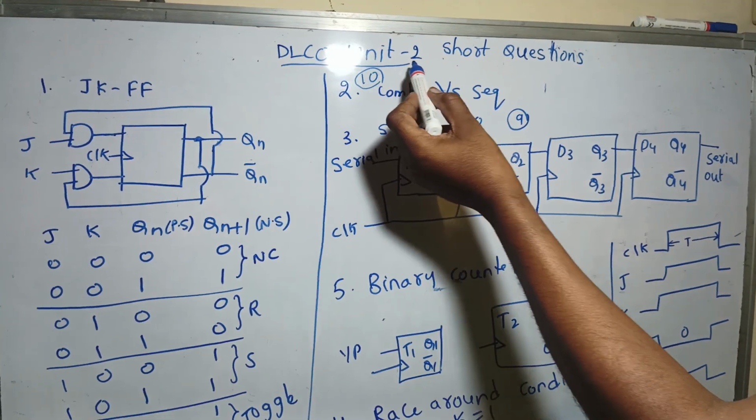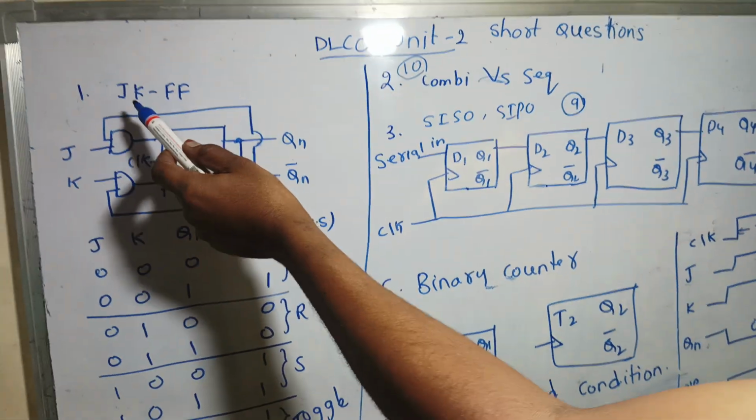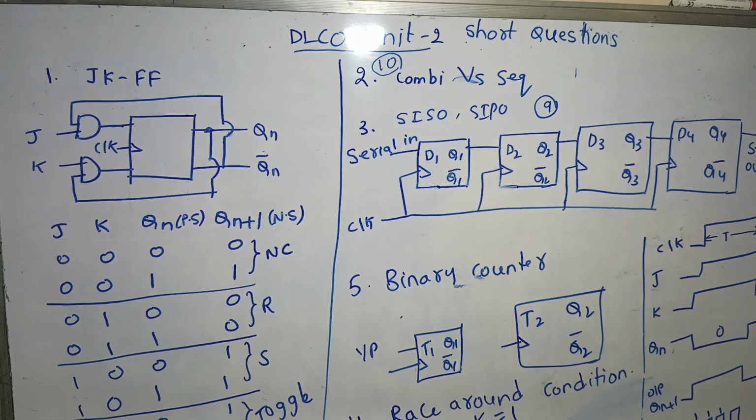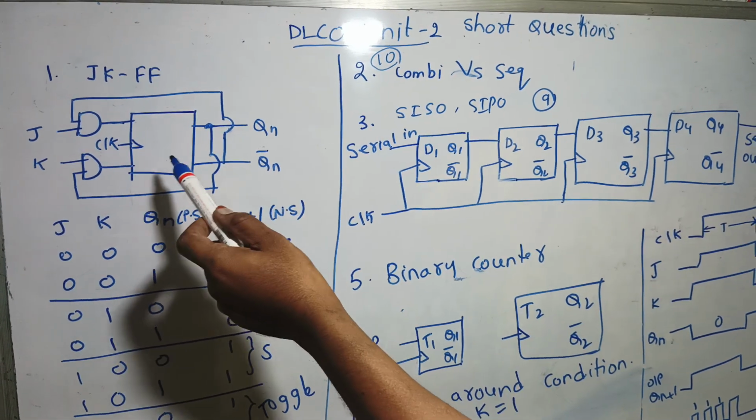So DLCO Unit 2 short answer questions. Question number 1, JK flip-flop was mentioned. Write the truth table for the JK flip-flop and the circuit diagram. This is the circuit diagram for JK flip-flop.